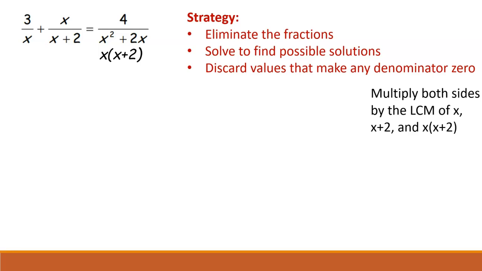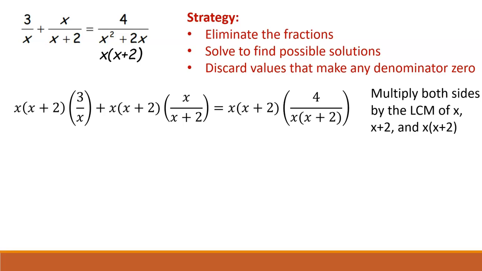The least common multiple is x times x plus 2. So we'll multiply both sides of the equation by x and x plus 2. At this point, our equation looks a little messy, but it's about to look a lot better. If you look at the first term, you can see that we have an x in a numerator and a denominator that will cancel out. So the first term is just 3 times x plus 2.